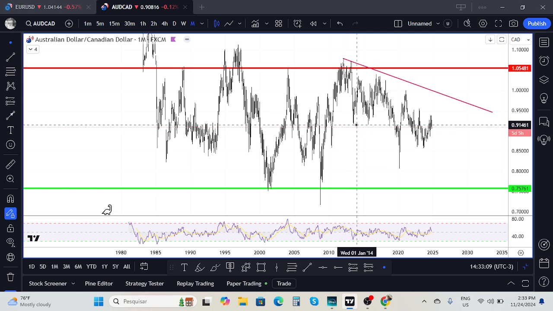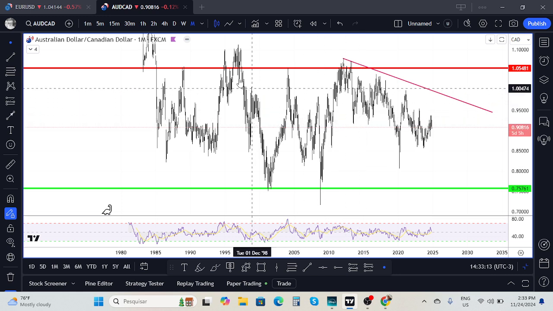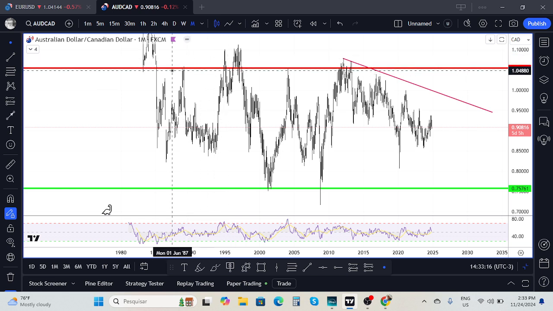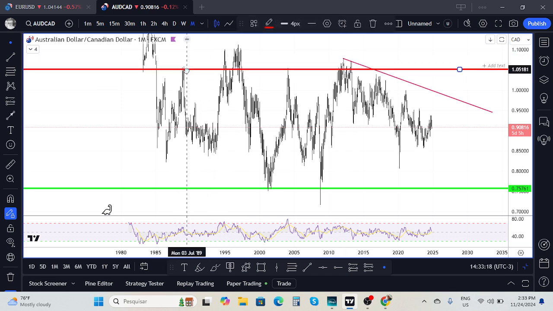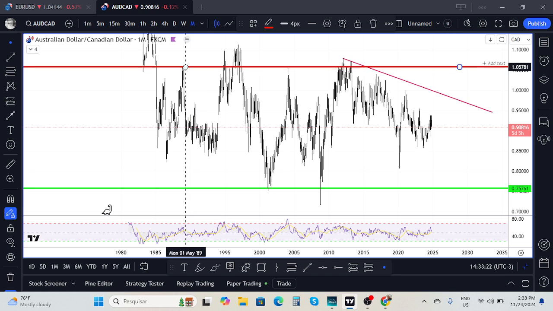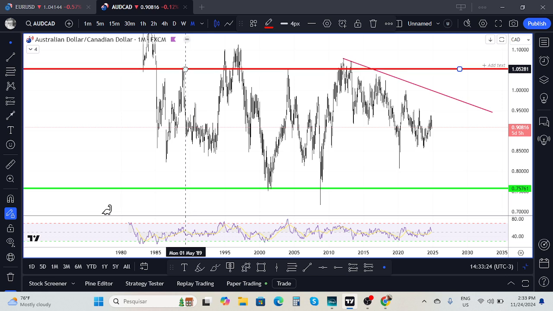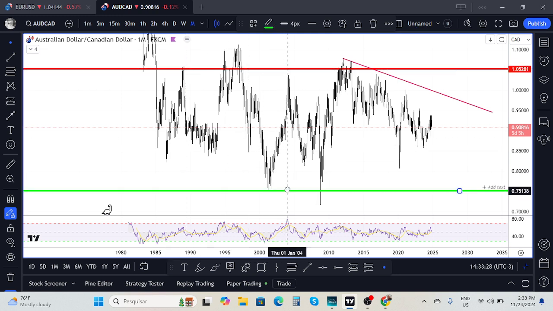Okay, so the AUD chart, from what we can see right here, we can see that the market has rejected from this particular area multiple times. All right, so I put a line right here to represent the monthly resistance band area, and I also do that for the support right here.